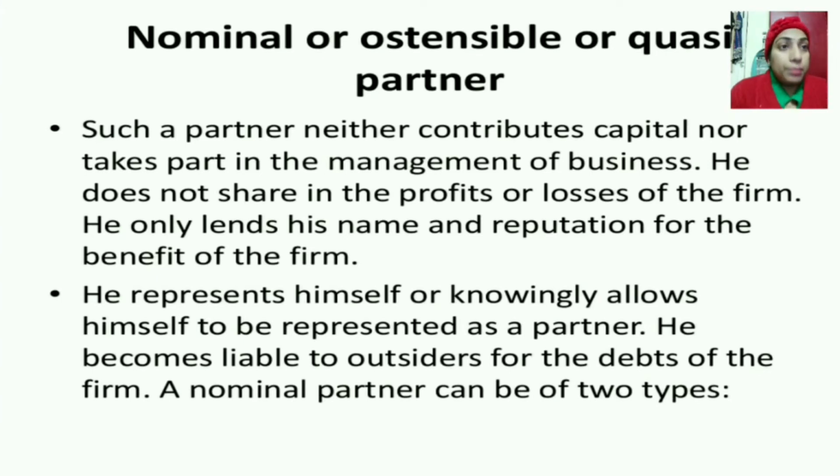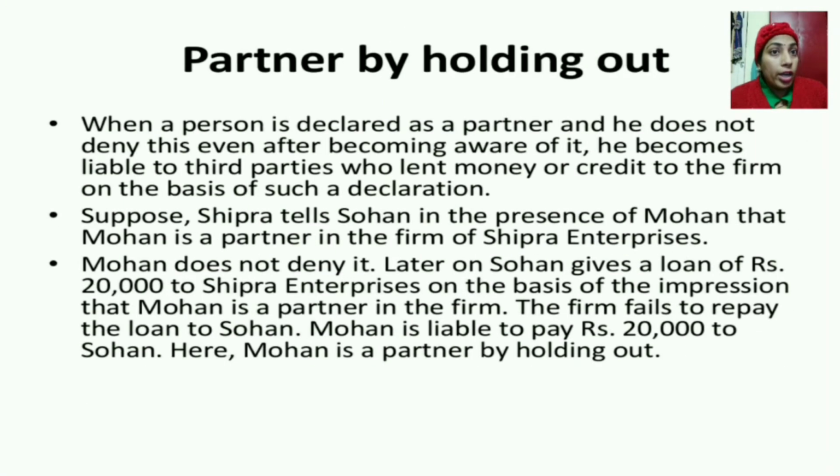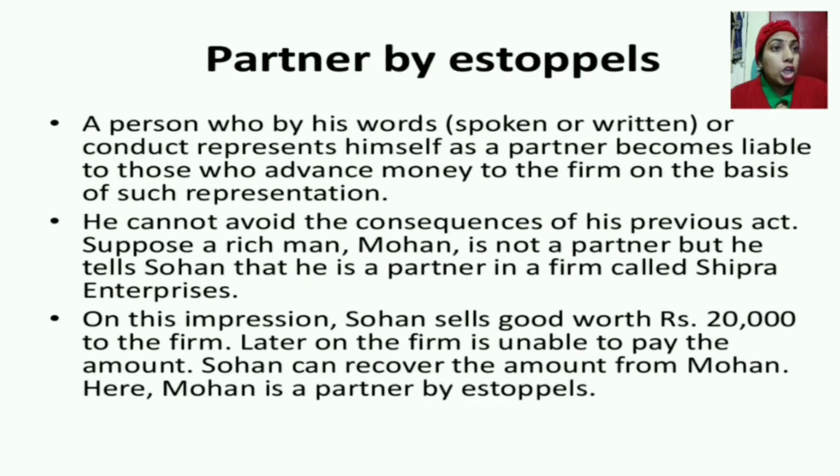He represents himself or knowingly allows himself to be represented as a partner. He becomes liable to the outsiders for the debts of the firm. The nominal partner can be of two types: partner by estoppel or partner by holding out. So now what is partner by estoppel?